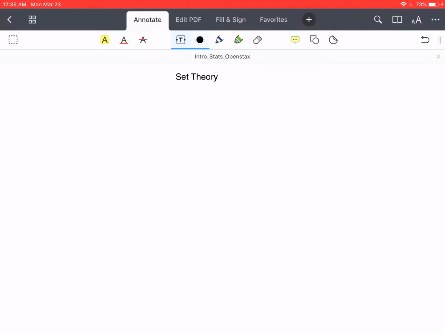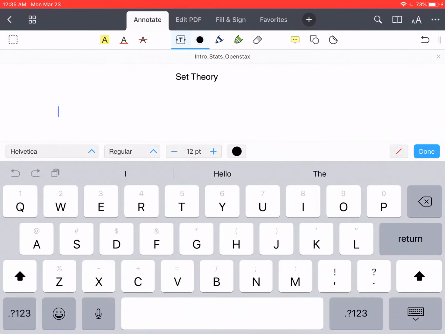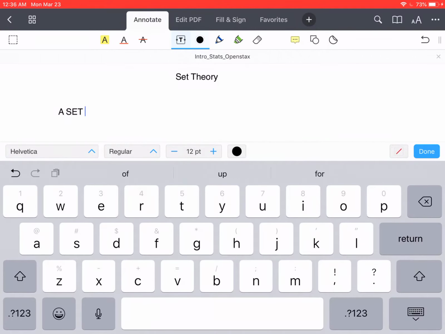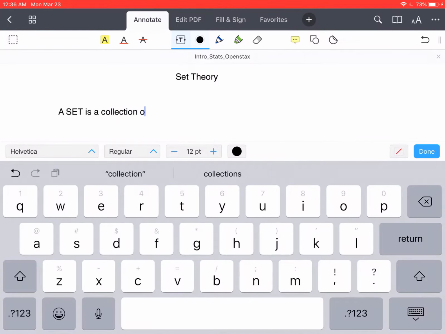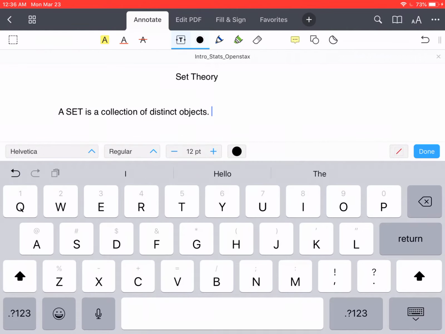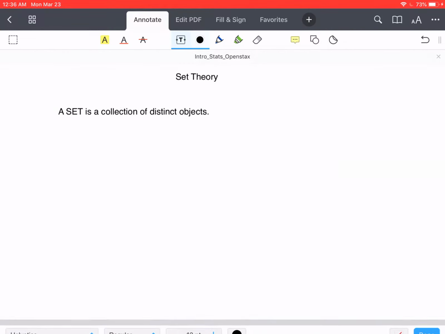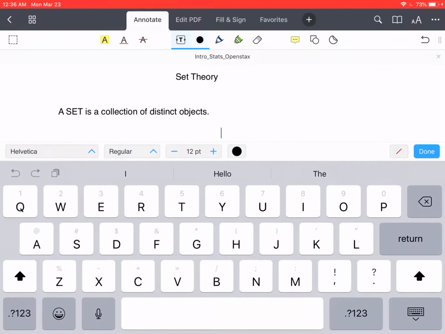To start us off, just defining what a set is. We say a set is a collection of distinct objects. And that's it. It's just a collection of distinct objects. There's nothing too crazy or special about it. It's just a group of objects, a group of stuff. In the context of statistics, it's usually data points. Data points lie within a set.